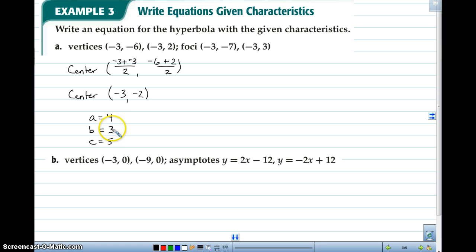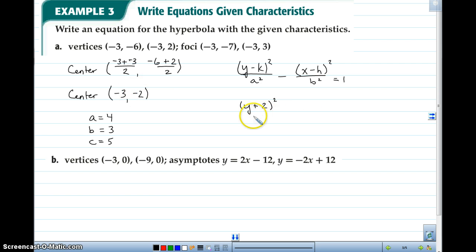So now that we know that a is 4, b is 3, and c is 5, we can write our equation. Because I know that my vertices are -3, -6, and -3, 2, it's a vertical hyperbola, right? These vertices are at the same x-coordinate but different y-coordinates, so it's going vertical. So I know to use this equation, y minus k squared over a squared, a always goes first in hyperbolas, minus x minus h squared over b squared equals 1. We'll plug in h, k, a, and b. This is going to be y plus 2 squared, right?